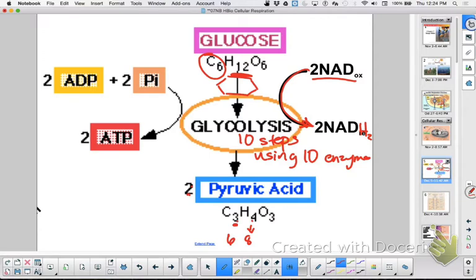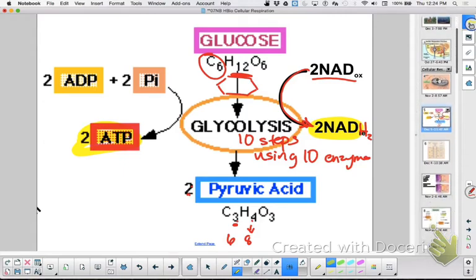So when you're done with glycolysis, you'll walk away with 2 NADs and 2 ATPs. But is that the only ATP I made in glycolysis? Do you remember how many ATP I actually made? That's right, I made 4. But I had to spend 2 ATPs to get this ball rolling, to get this party started. That's why I walk away with 2 ATPs.